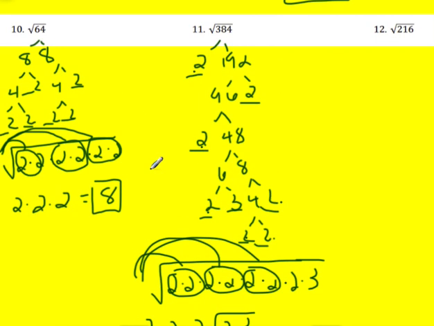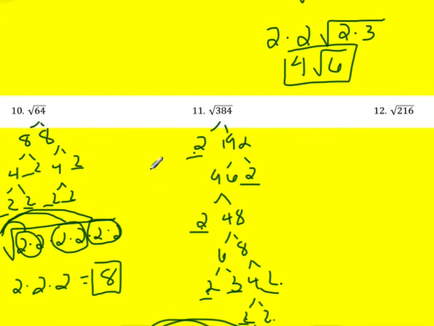So on the outside I have 2 times 2 times 2, and left underneath the radical I have 2 times 3. So what's 2 times 2 times 2? Well, that's going to be 8. And what's 2 times 3? It's 6, and that's what's going to be underneath the radical. So notice I'm only multiplying things outside of the radical with things outside the radical, and things inside the radical with things inside the radical.